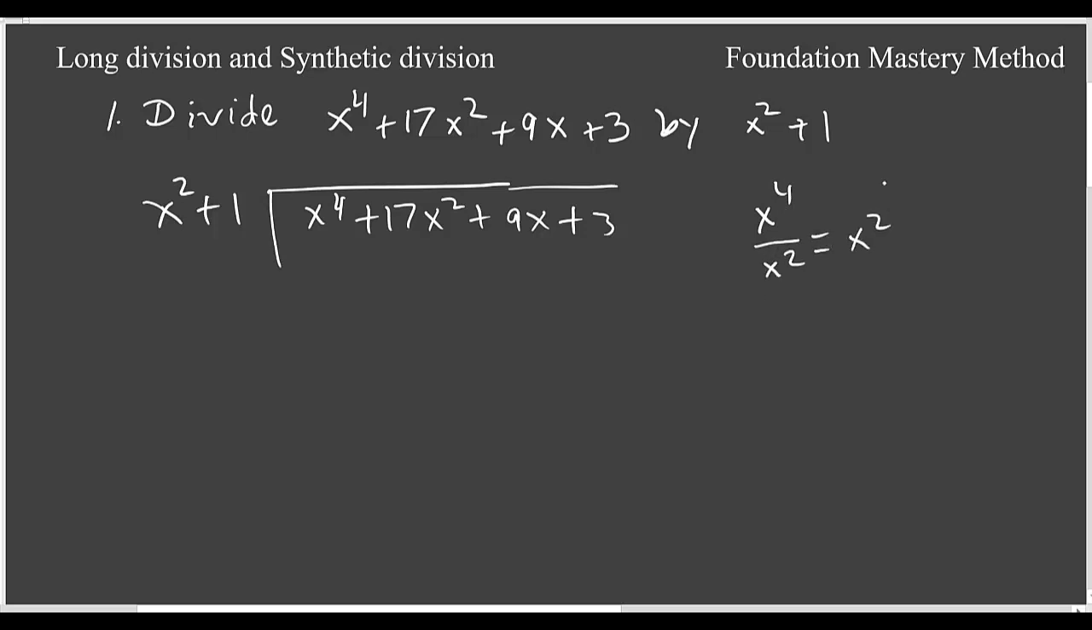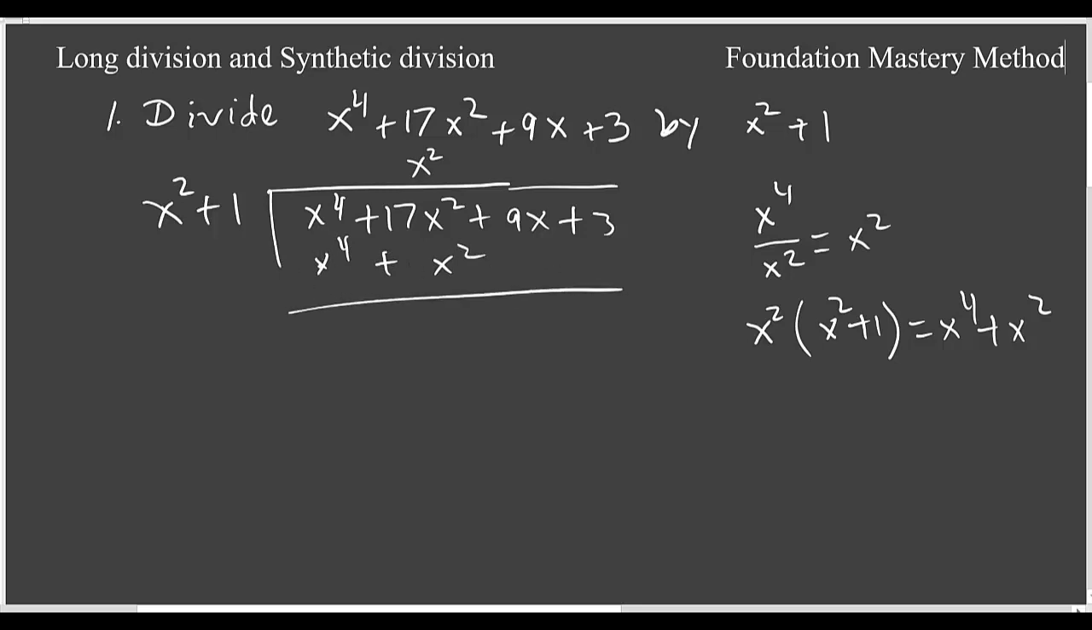This is your x squared. So we got x squared, we need to write it here. It is always good to keep the alignment. And then this x squared you got, now you distribute in the divisor. So you get x to the 4 plus x squared. Now write it here: x to the 4 plus x squared.